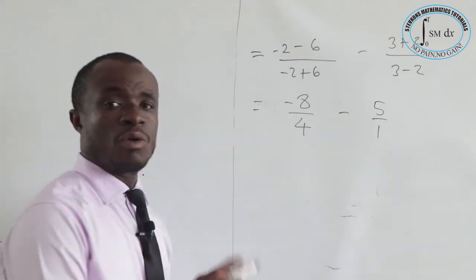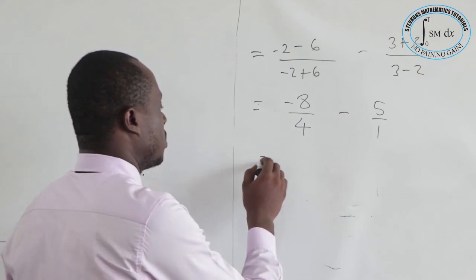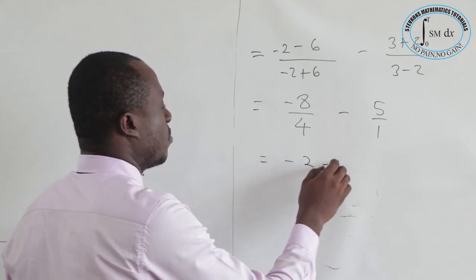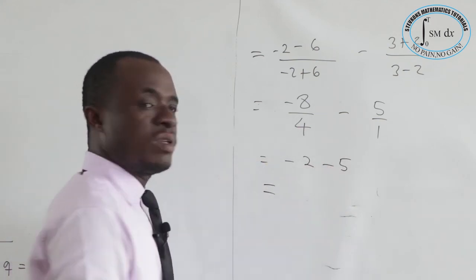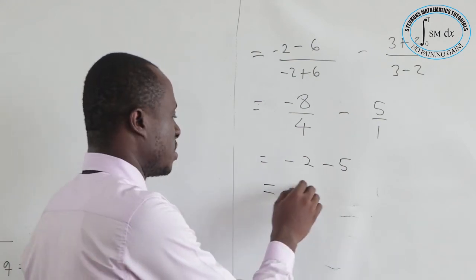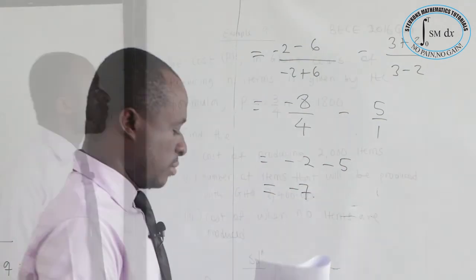Now how many times will 4 go into 8? That is negative 2 minus 5. What is negative 2 minus 5? This is giving us negative 7.